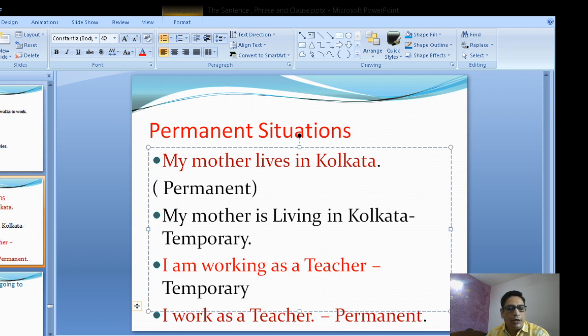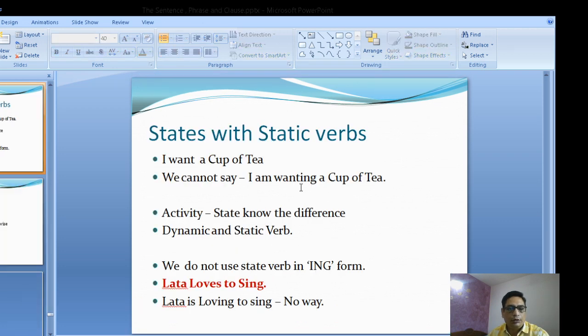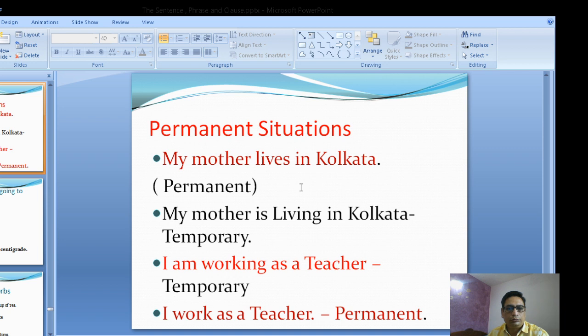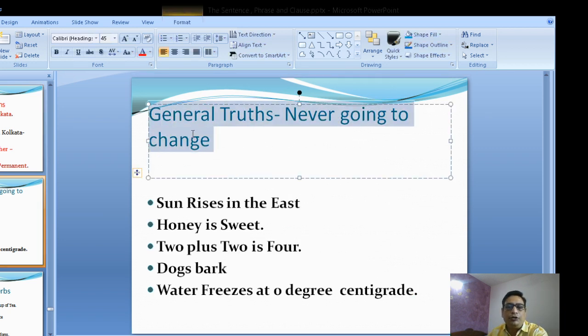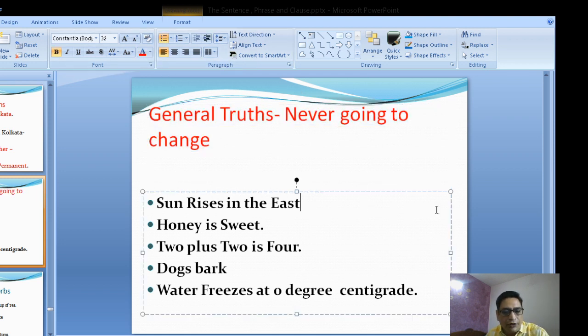All right, now let's move forward. So I've talked about permanent situations, and now general truths that are never going to change. Now, what is the difference between a permanent situation and a general truth that is never going to change?